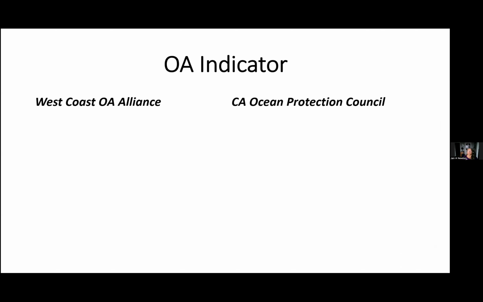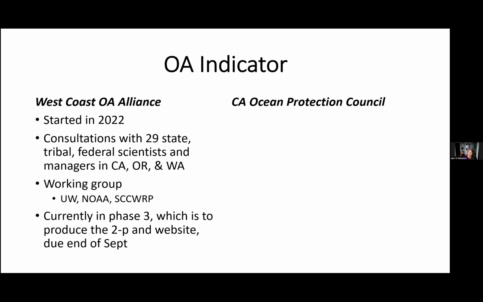So indicators, you're hearing a lot about indicators, and they're so important because we have these data. What we need to be able to do is to communicate that well to people who want to understand the status of things. So we had this process for the West Coast OA Alliance, and this started in 2022. There were consultations with 29 state, tribal, and federal scientists, including the USAs and managers in California, Oregon, and Washington. The working group that I showed you just previously.